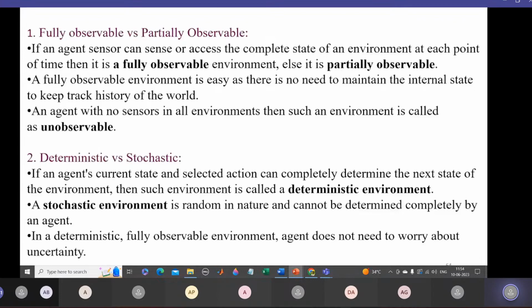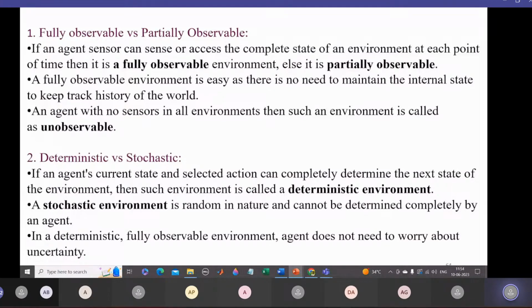So what is fully observable versus partially observable? If the agent's sensor can sense or access the complete state of an environment at each point of time, that is fully observable. If it is not able to do that, then it is partially observable.